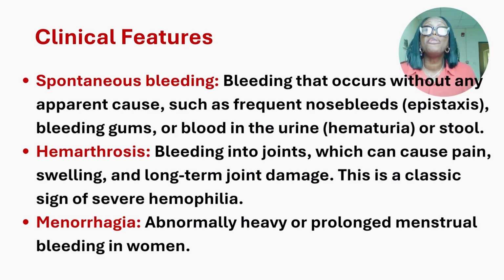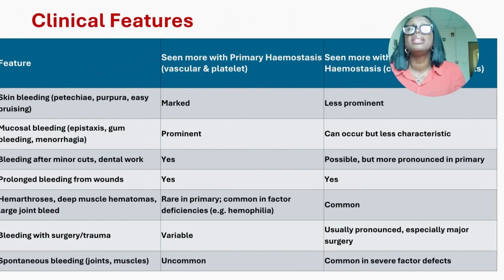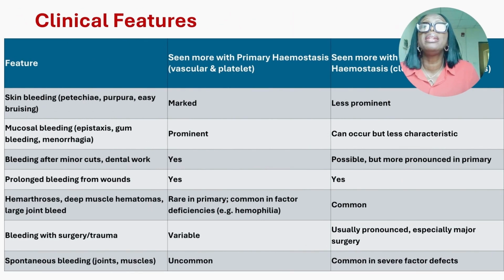Menorrhagia, abnormally heavy or prolonged menstrual bleeding in women, can also be a sign of having a bleeding disorder. Regarding these symptoms, remember we have primary hemostasis, which has to do with vascular injury and then vascular constriction or platelet plug formation, and then we have secondary hemostasis that has to do with clotting factors.